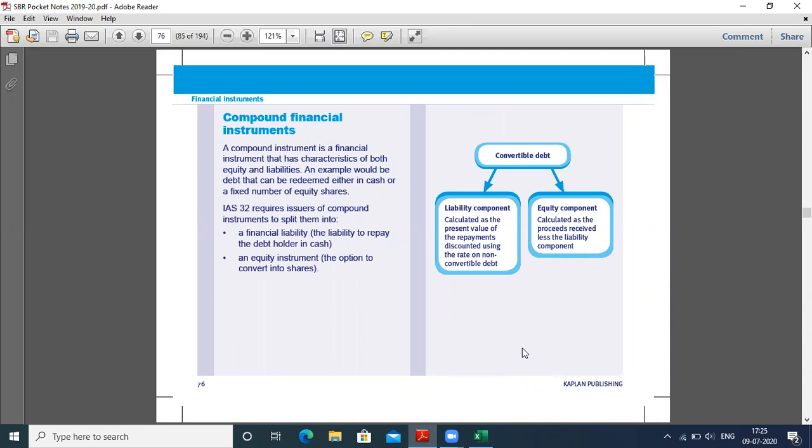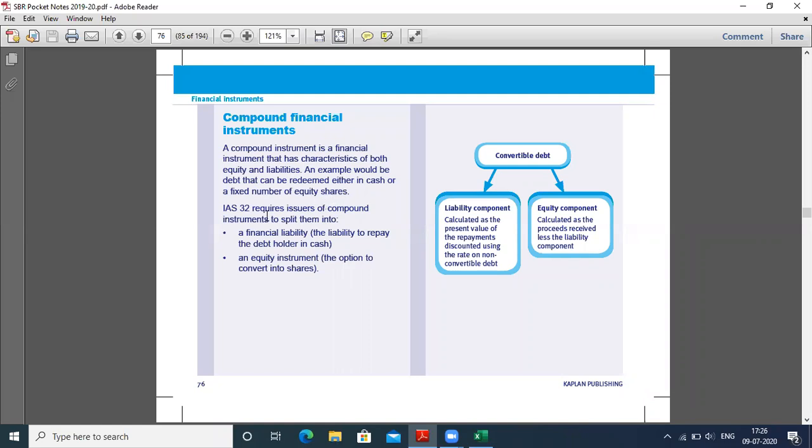Next, compound financial instruments. These are financial instruments which have characteristics of both a liability and an equity. These kinds of financial instruments are known as compound financial instruments. An example would be debt that can be redeemed either in cash or a fixed number of equity shares.